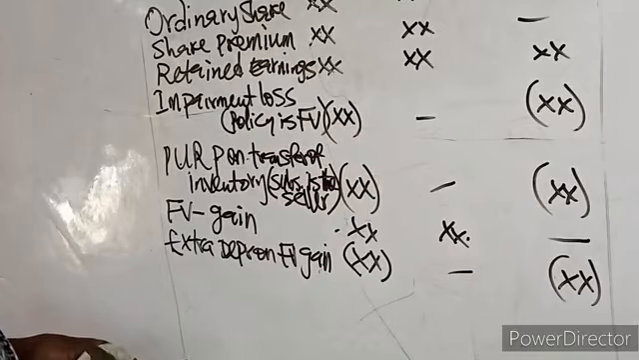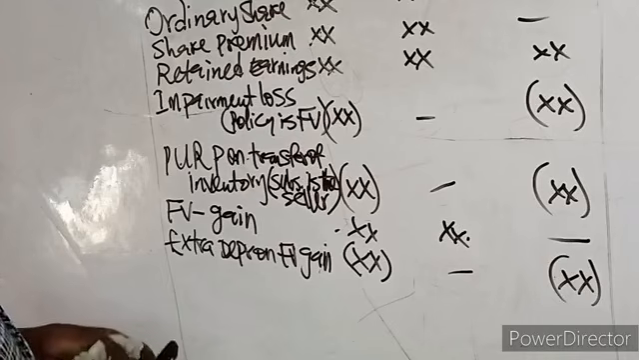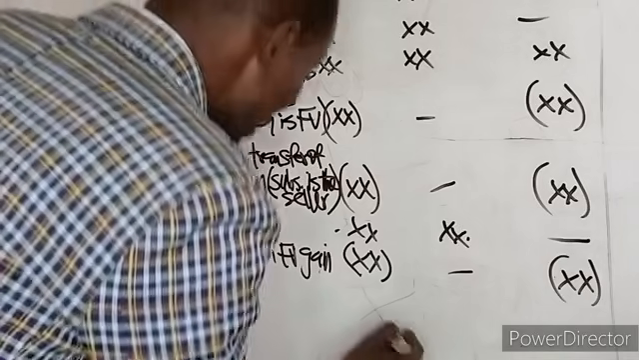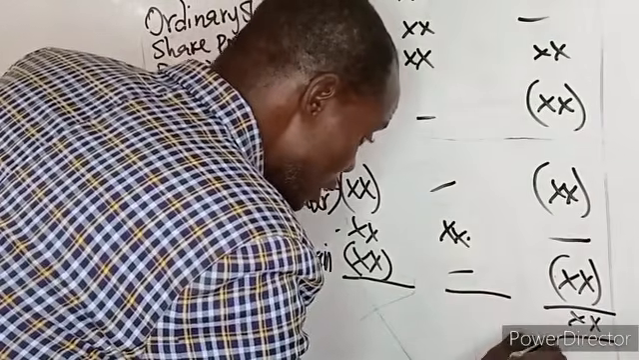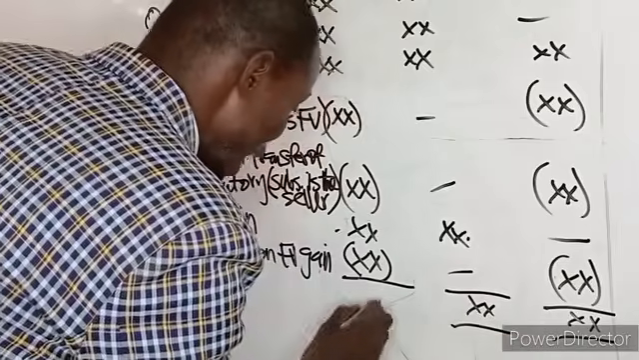These are the major items I will consider here. So this is the summary of the net assets.